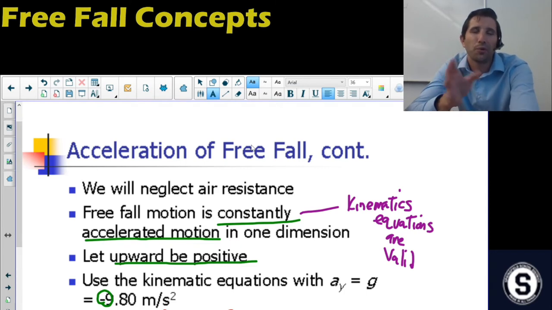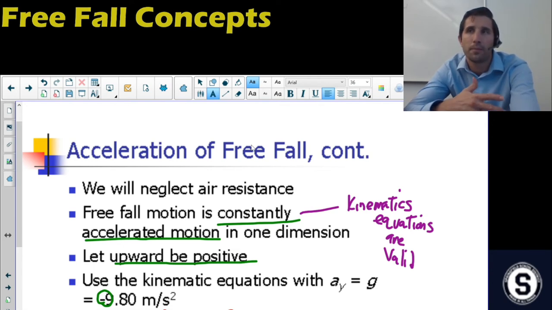But that's not really what we're focusing in on. The second reason that we're going to ignore air resistance is because, quite frankly, air resistance is incredibly complicated. It depends on a whole host of factors, from the density of the air, how fast the object is moving, what its shape is, et cetera.